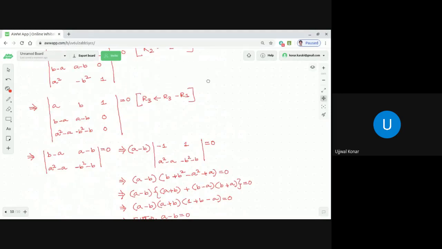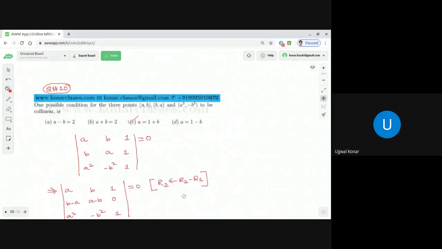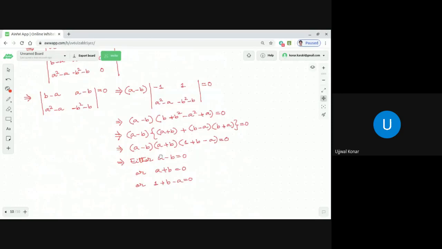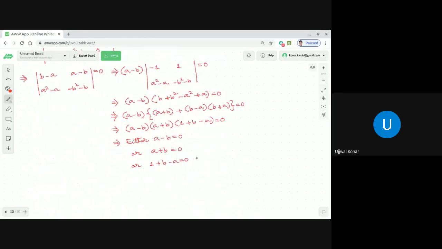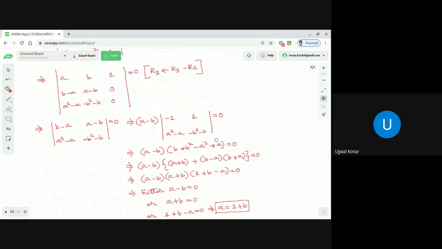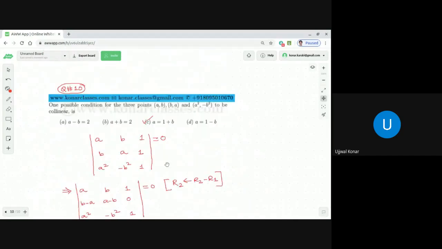So we get a is equal to 1 plus b from here. So this implies a is equal to 1 plus b, and eventually we get the correct option as option C.